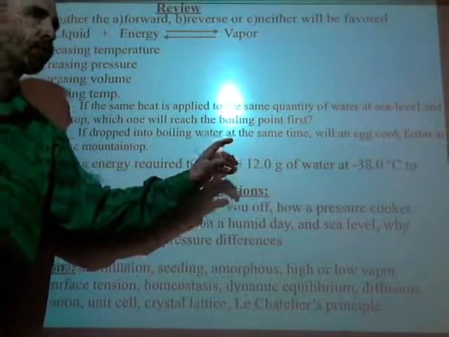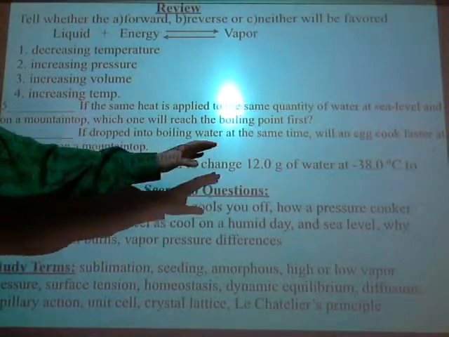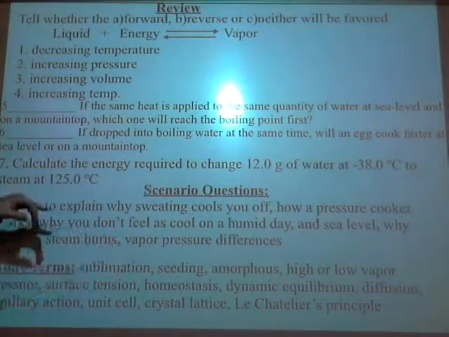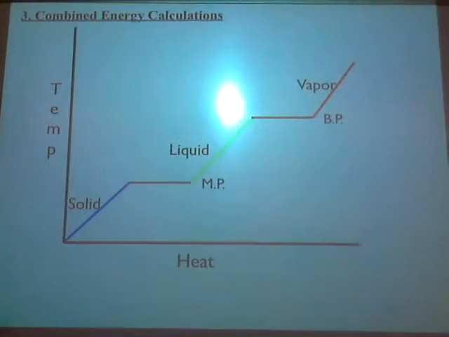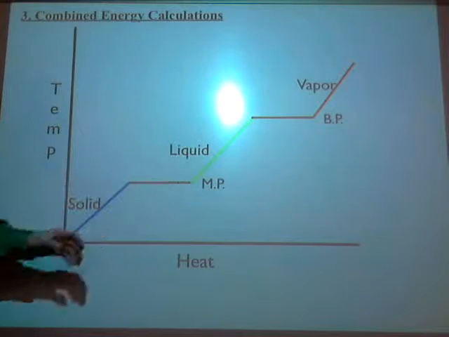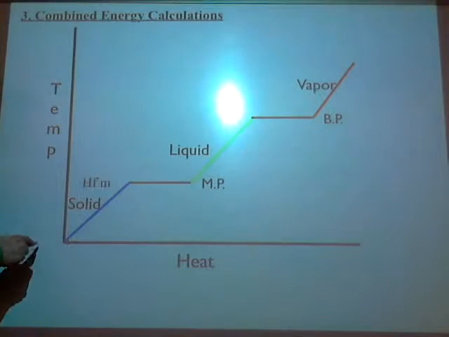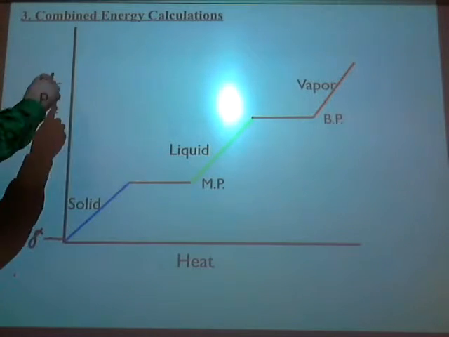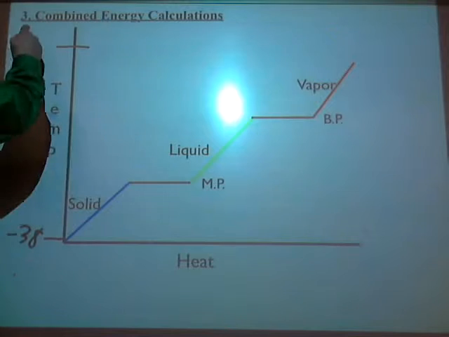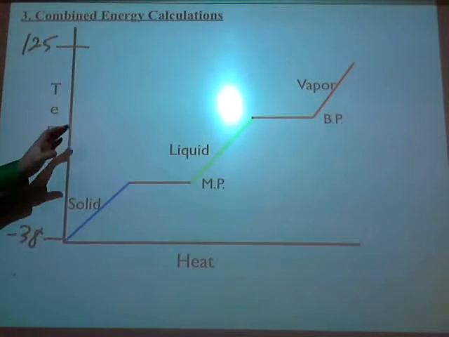You need to first graph it, starting at -38 and getting to 125. So let's take a look. You would draw a graph that would look very much like this, where your lowest point would be -38, and your highest point would be, what was it again? 125.